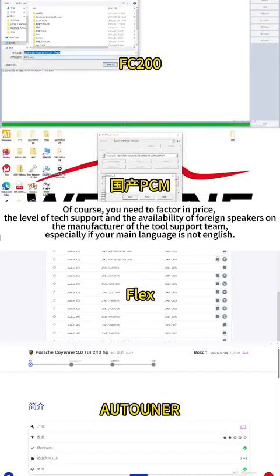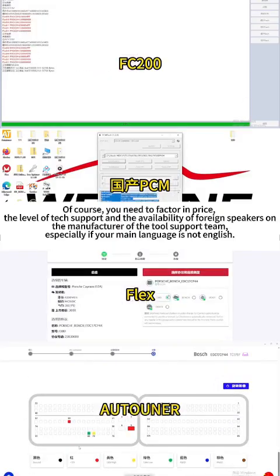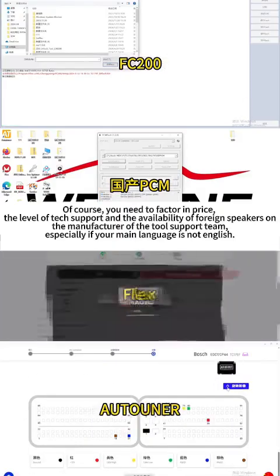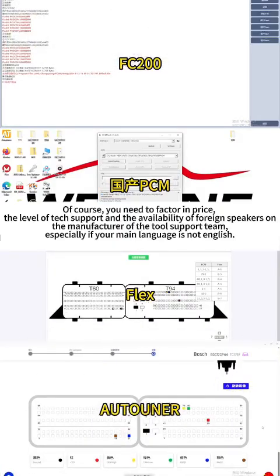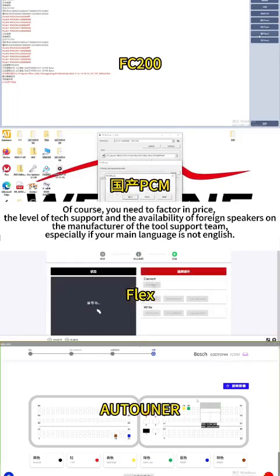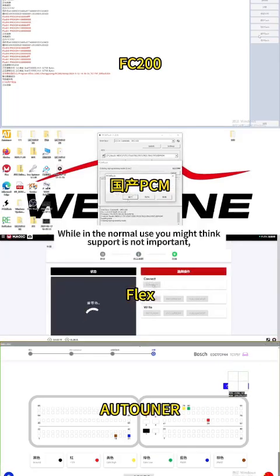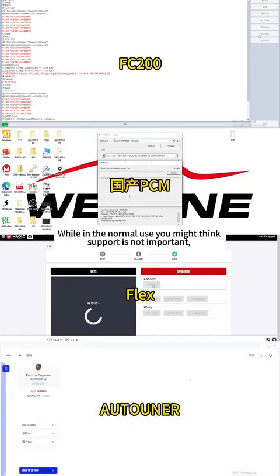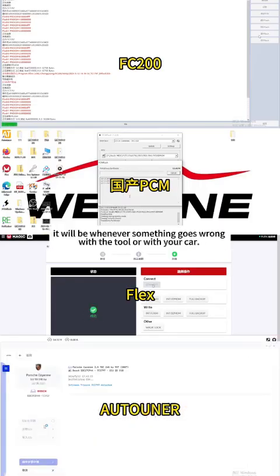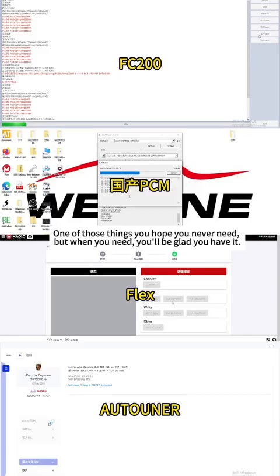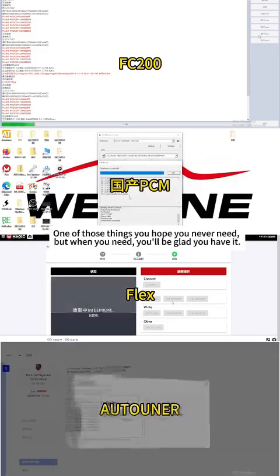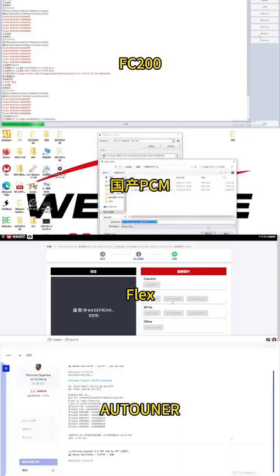Of course, you need to factor in price, the level of tech support, and the availability of foreign language speakers on the manufacturer's support team, especially if your main language is not English. While in normal use, you might think support is not important, it will be whenever something goes wrong with the tool or with your car. It's one of those things you hope you never need, but when you need it, you'll be glad you have it.